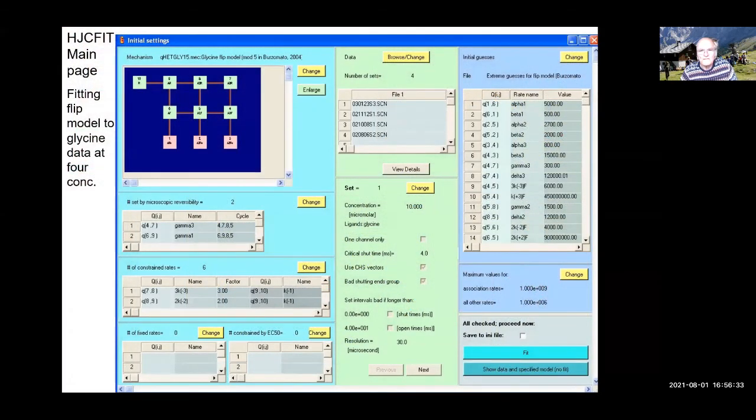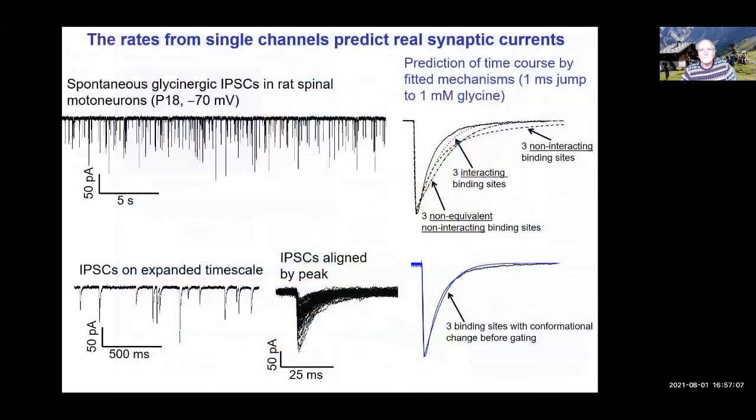You can set whether it's true that there's only one channel. You can set a critical shut time. That's the longest shut time such that you can be sure that the channel openings before it and after it come from the same ion channel. And there are various other options which you can set here, like constraining a maximum and minimum value for any estimate.